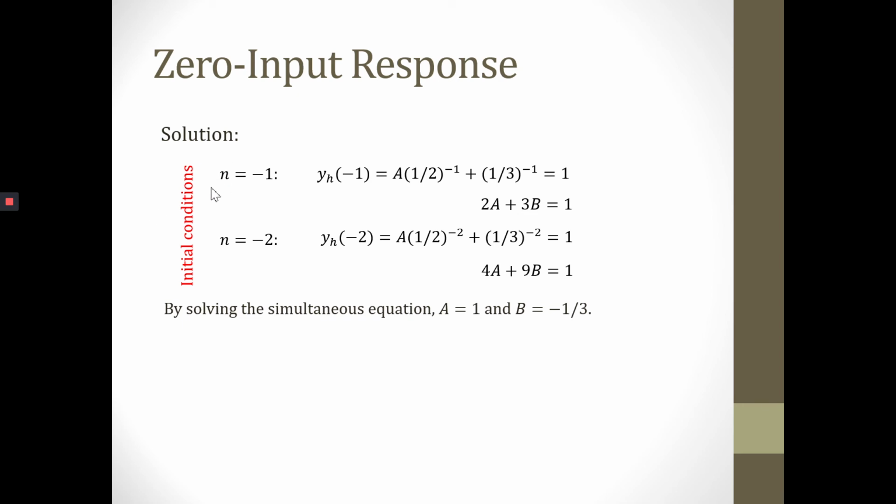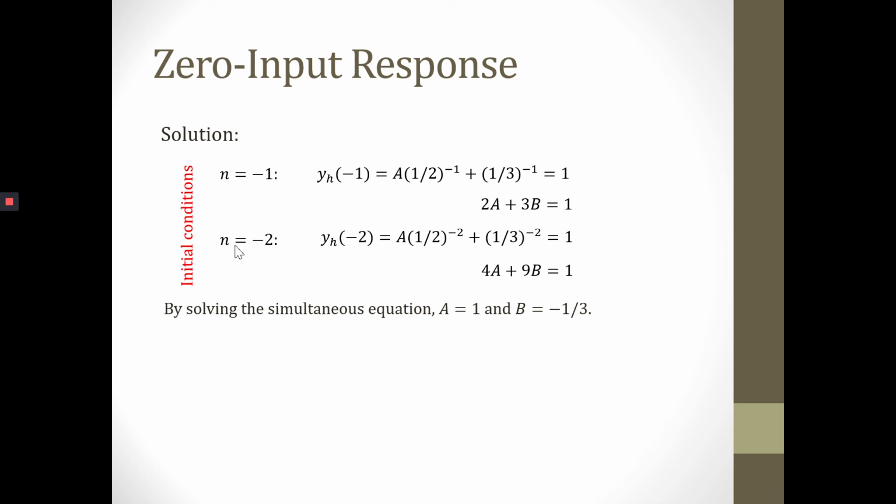So in this case, we solve a and b using the initial conditions at n = -1 and n = -2. For n = -1, we used the homogeneous solution previously, we plug n = -1 into this equation and we use the initial condition y[-1] equal to 1. So we have the first equation.